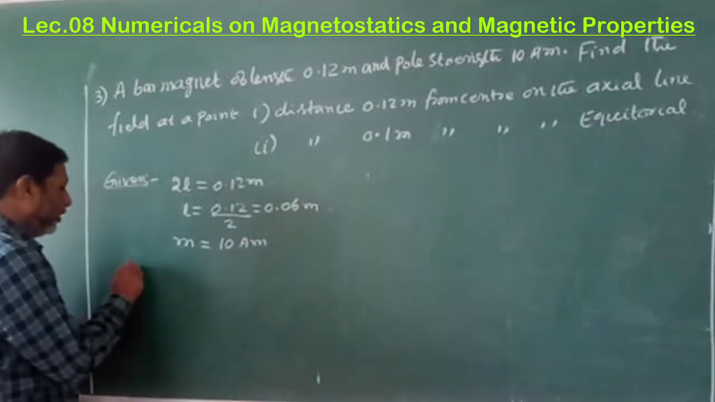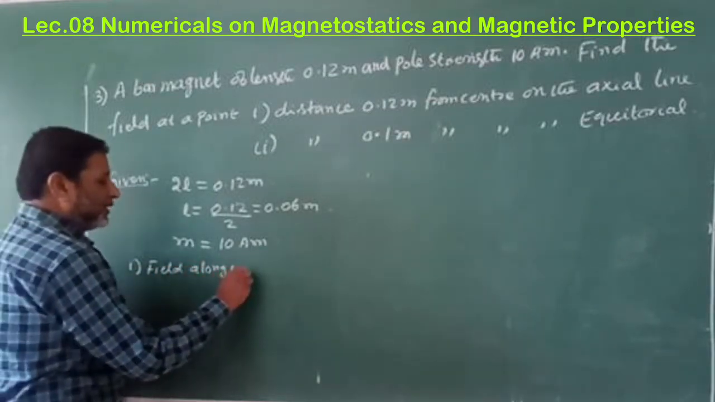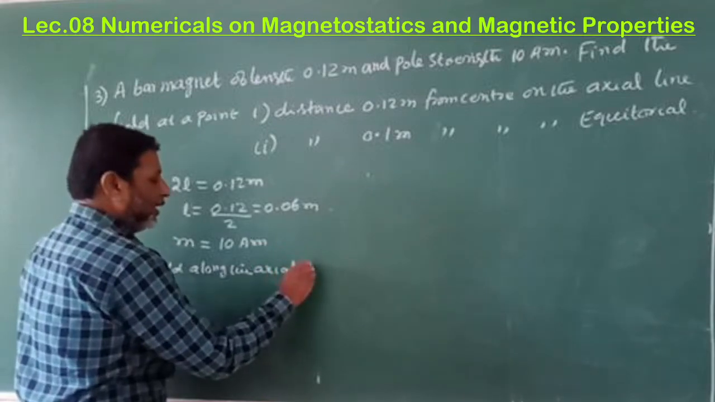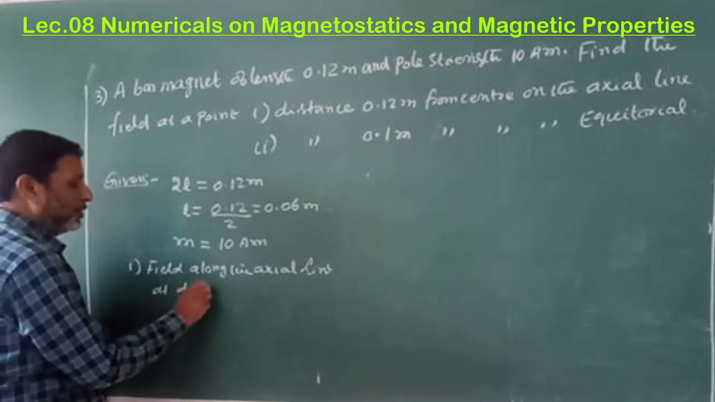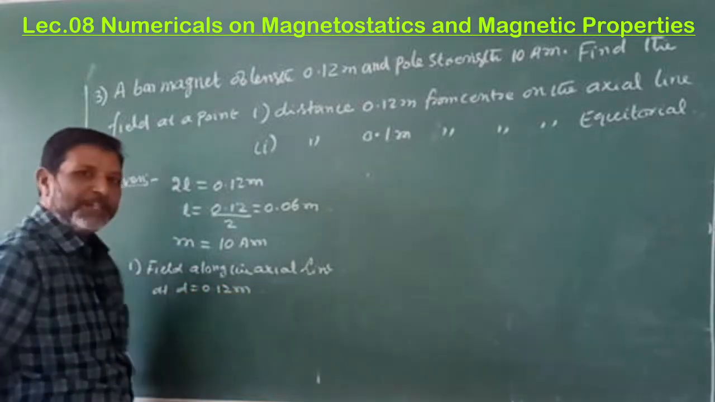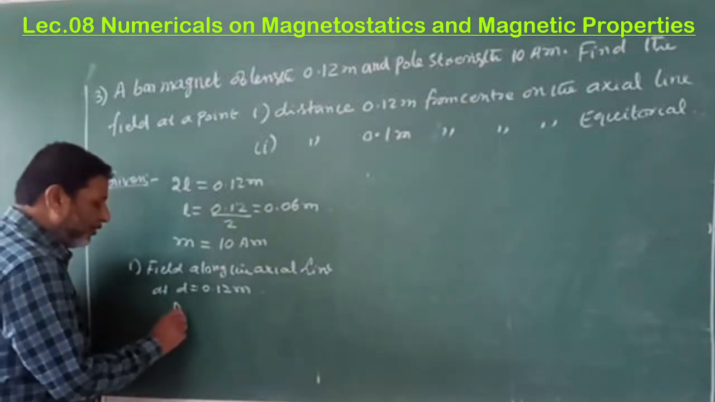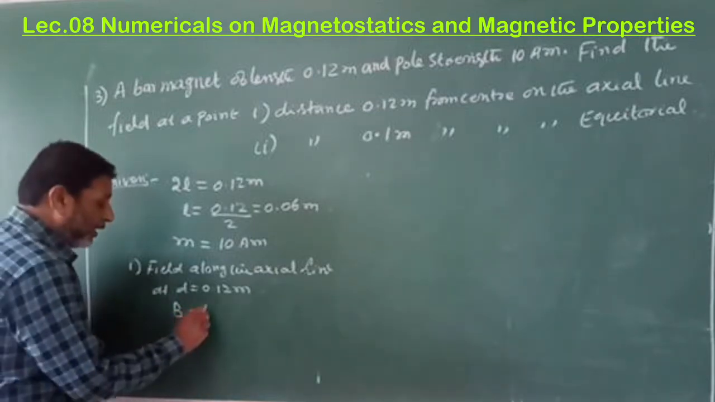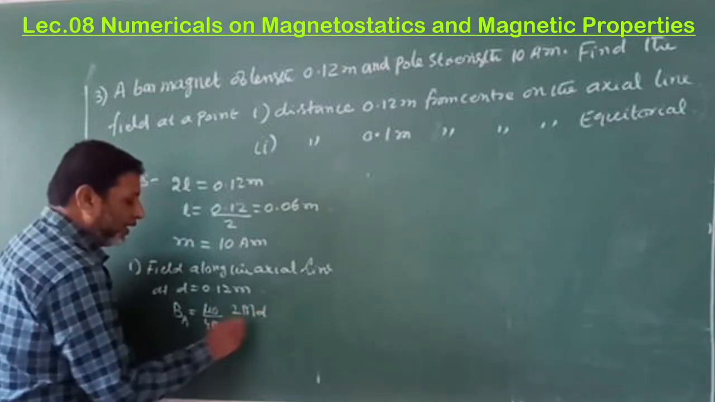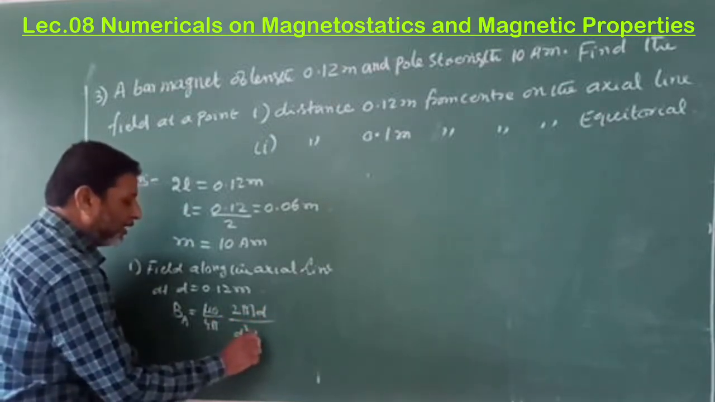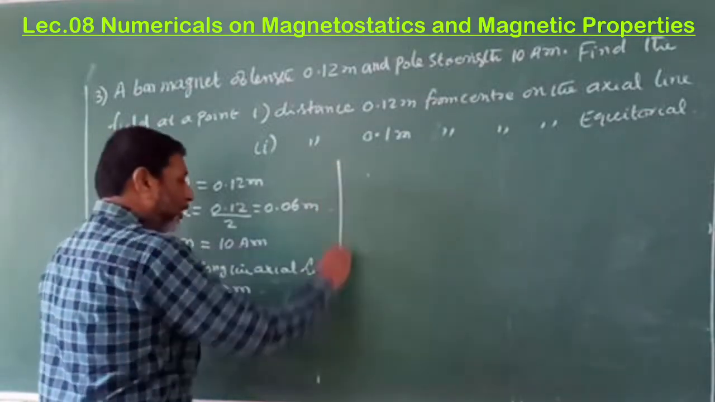Now first you have to take the field along the axial line, isn't it? At d equal to 0.12 meters from the center. Now, you are familiar that the field along the axial line formula is equal to mu naught divided by 4 pi, 2md divided by (d square minus L square) whole square. Now, this is equal to here.